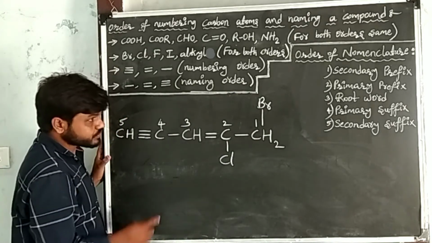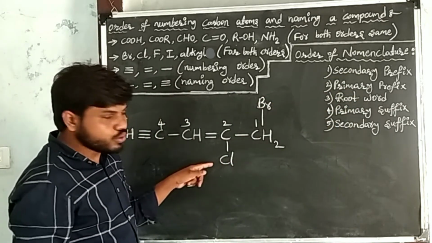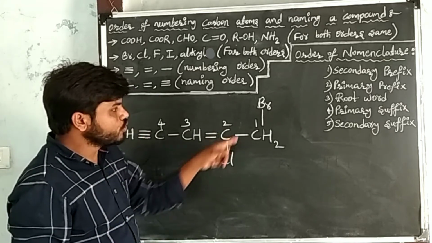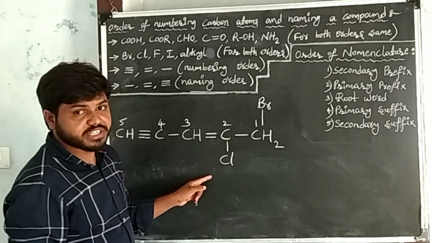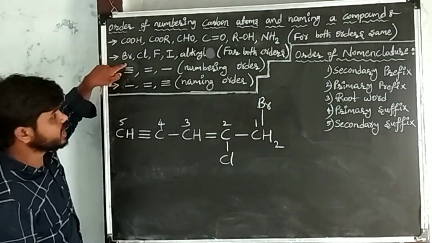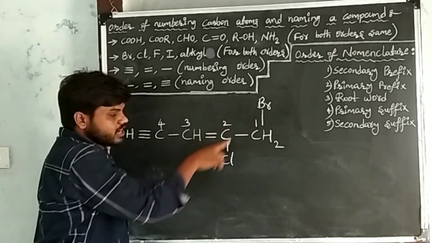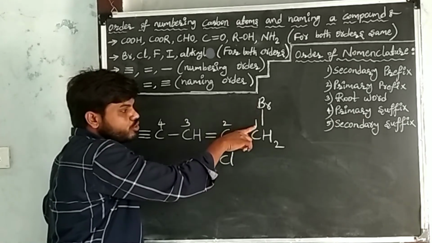Now first write the secondary prefixes. In the given compound, there are two secondary prefixes. One is chlorine, another one is bromine. First write the bromine prefix, then go to the chlorine prefix. The position of the bromine is what?